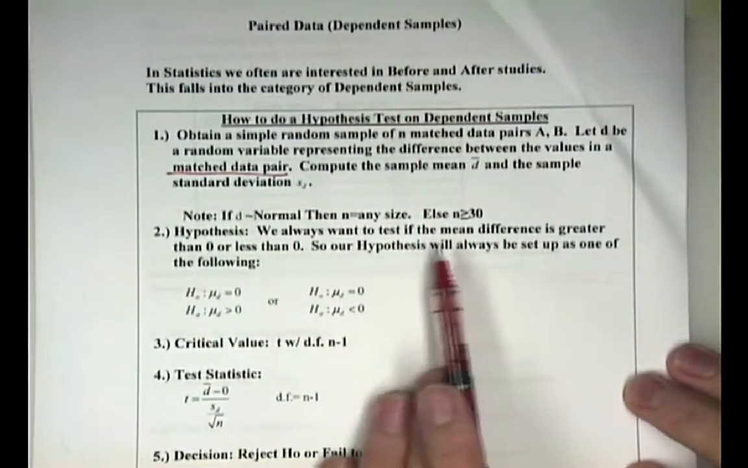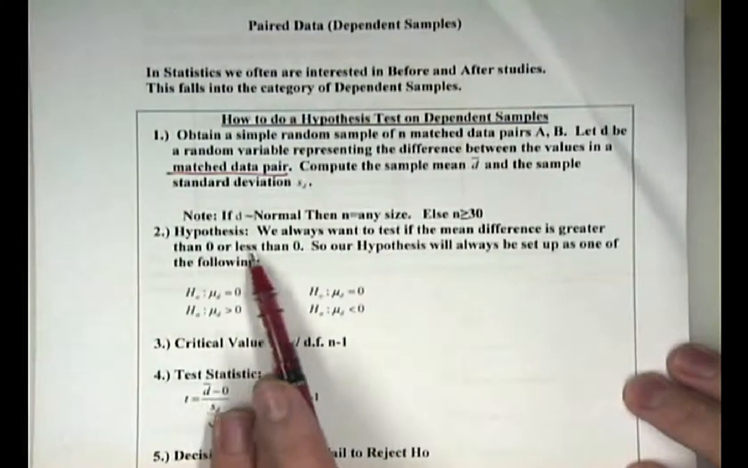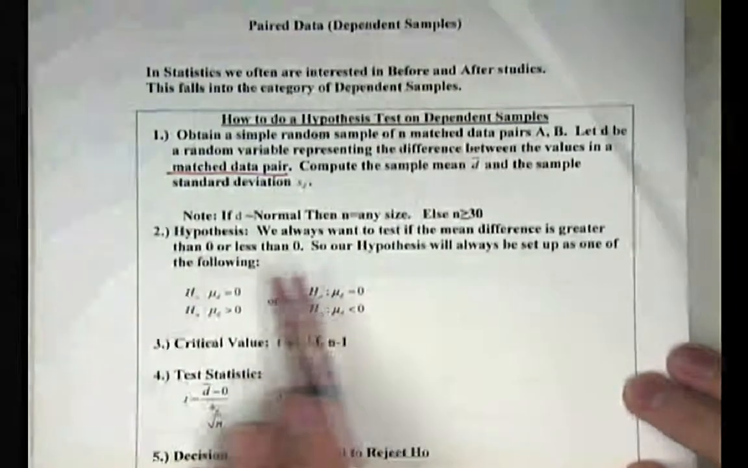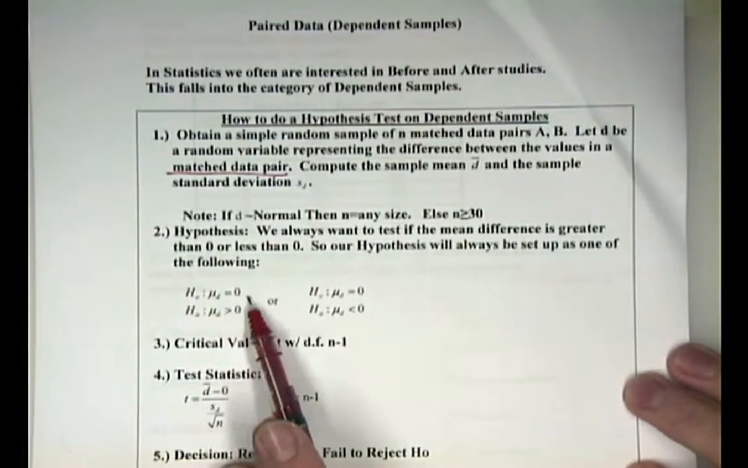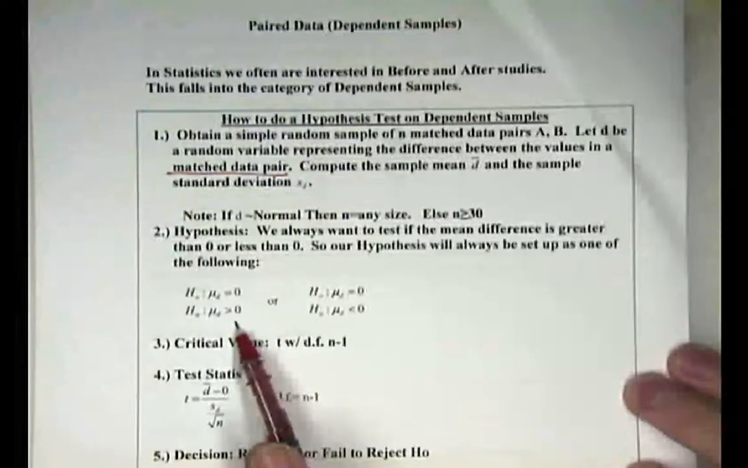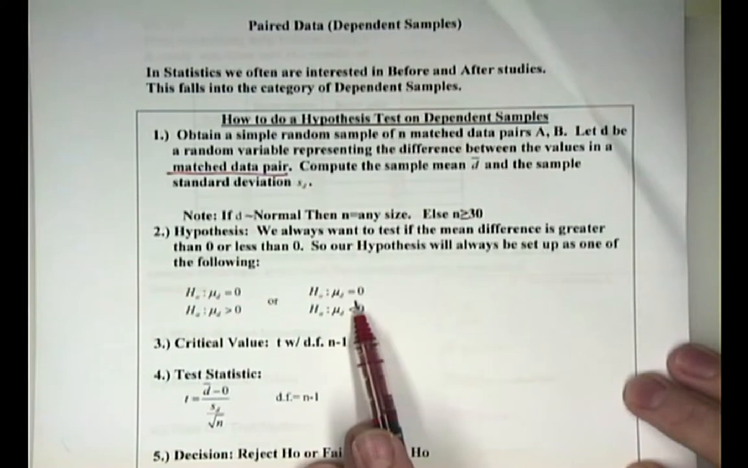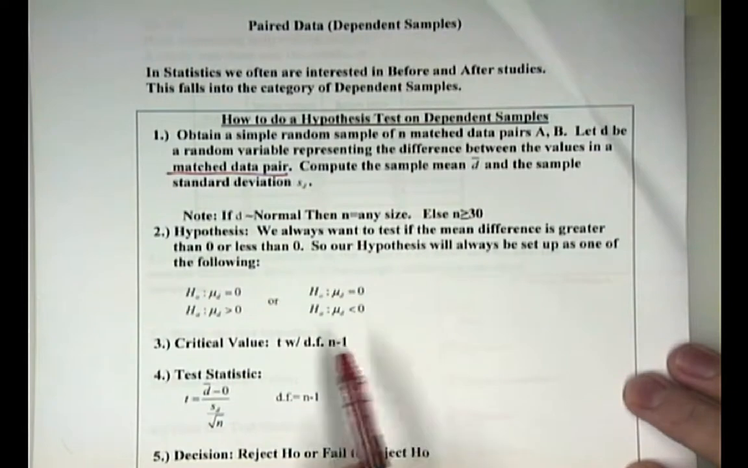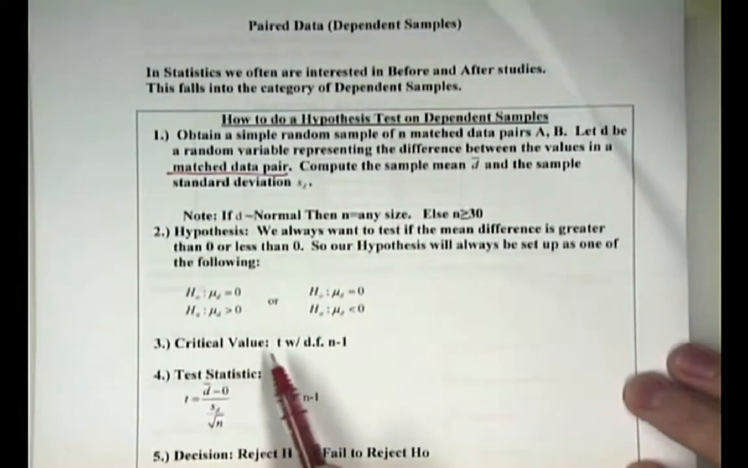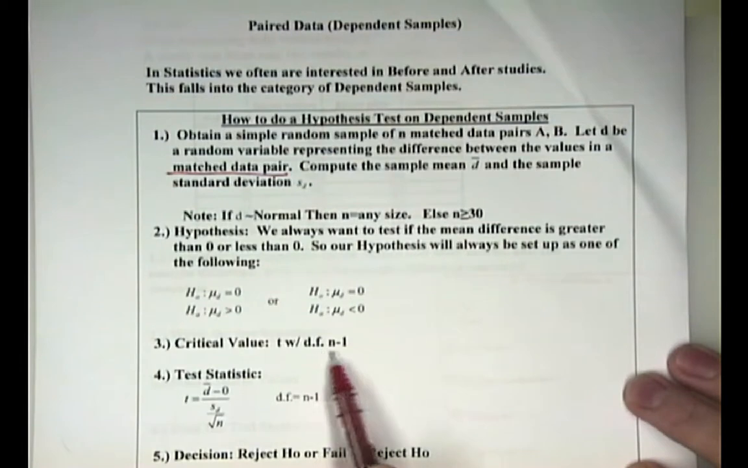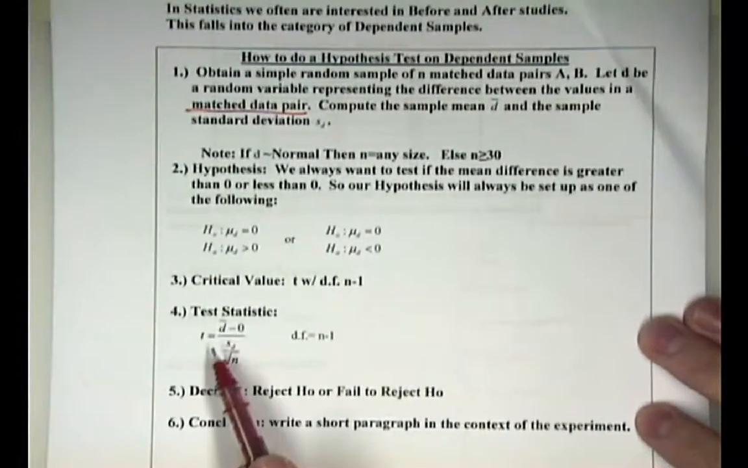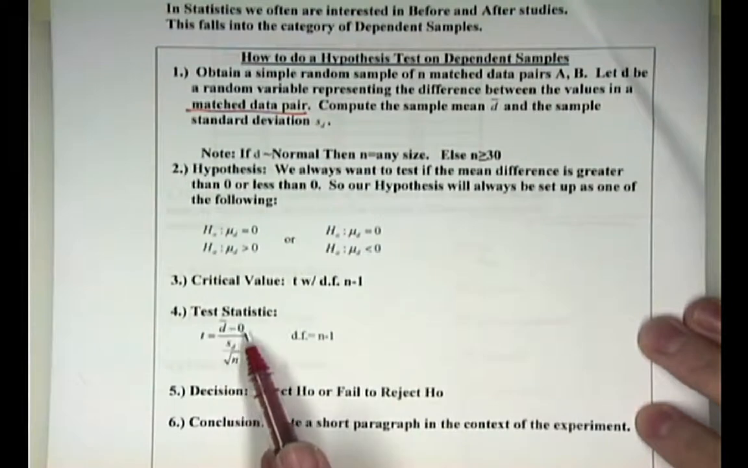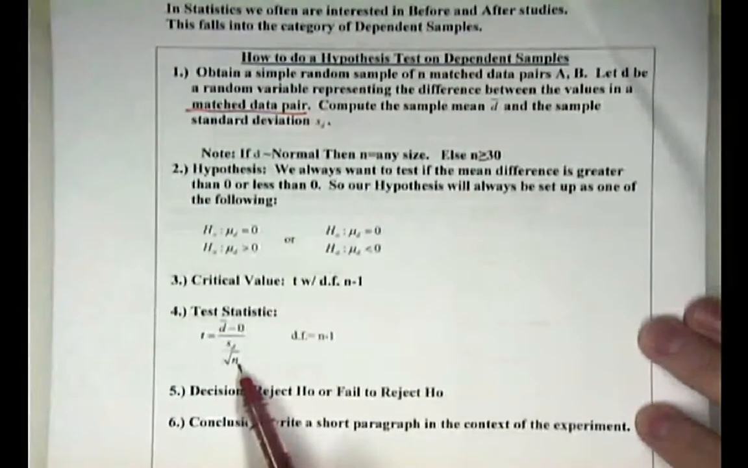Hypothesis, we always want to see if the mean difference is greater than 0 or less than 0. So our hypothesis is always going to be set up mu d equals 0 versus the alternative that it's greater than 0, or mu d equals 0 versus the alternative that it's less than 0. If you're doing critical value method, you're going to need a t critical value with degrees of freedom n minus 1, a test statistic with t equals d bar minus 0 over the standard deviation of the differences divided by the square root of n. And then you have your decision and your conclusion.